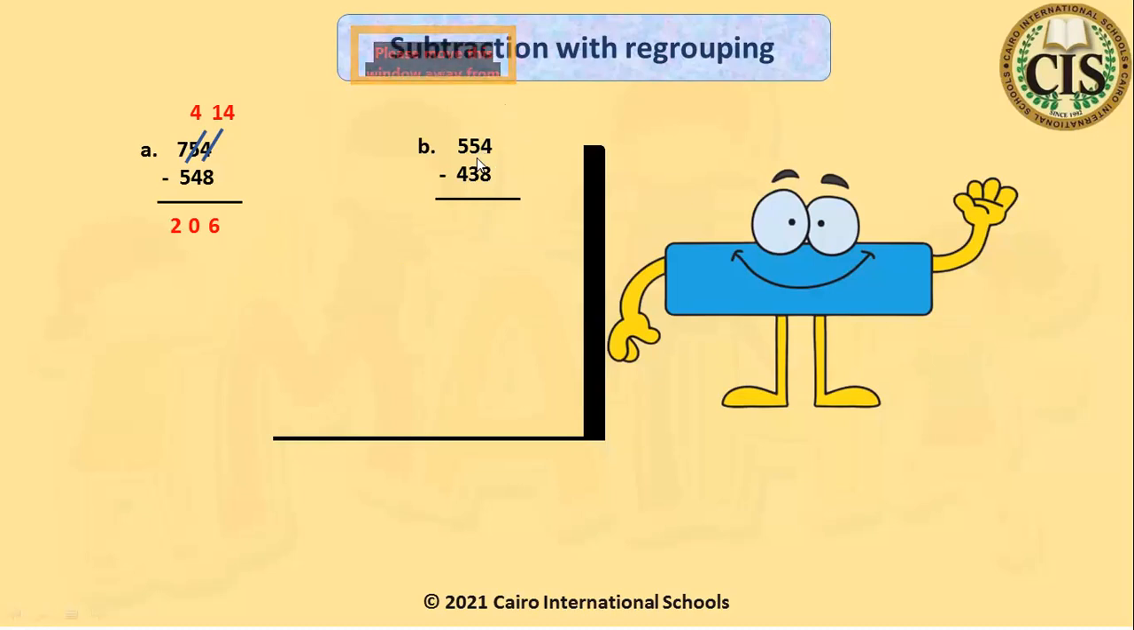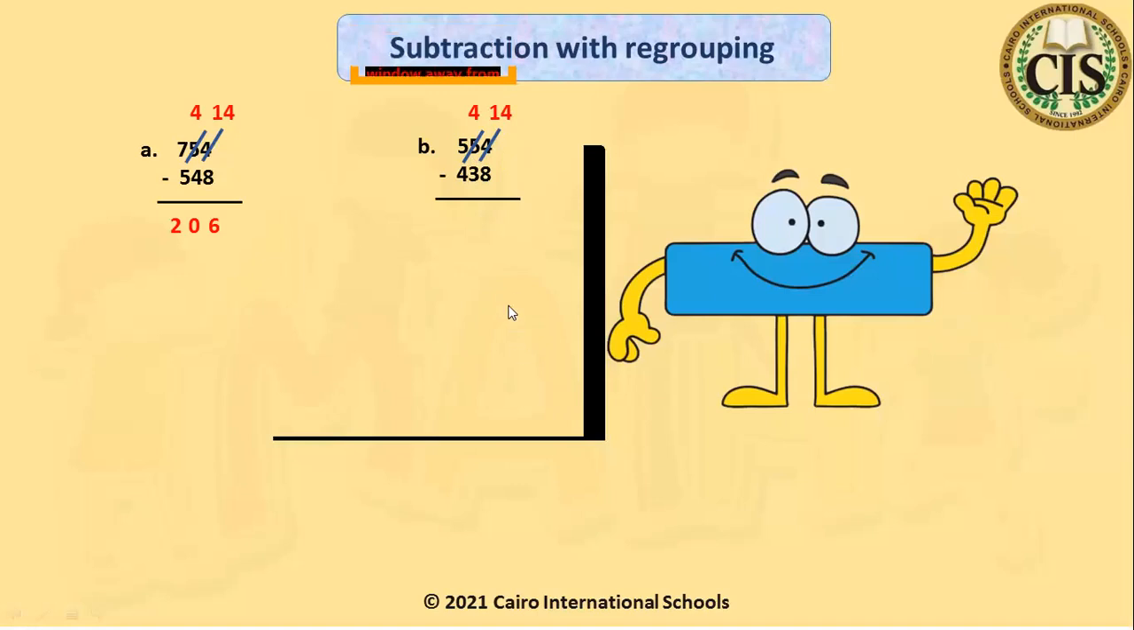So 5, it will be 4. And 4 in ones, it will be 14. Very good. So now we have more on the top, right? Omar. Yes, now we have more on the top.